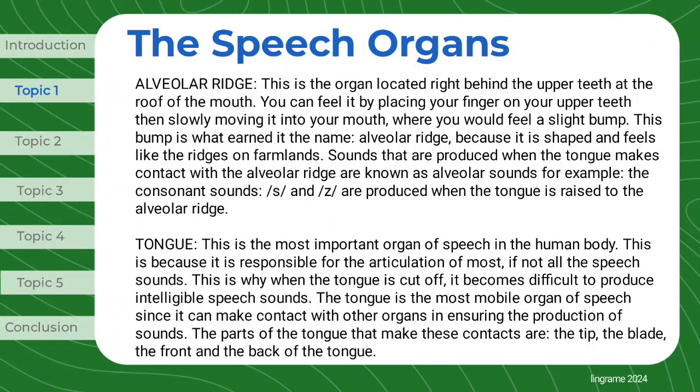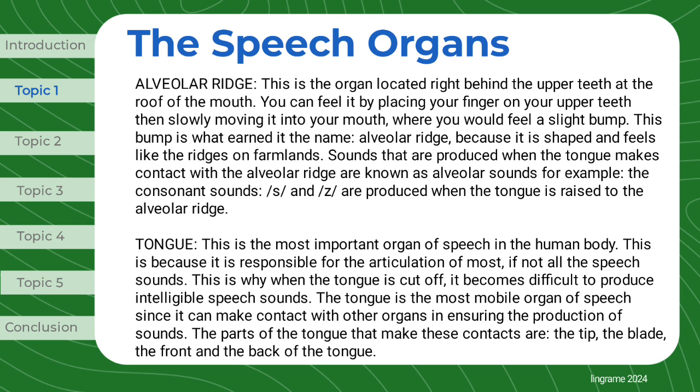Alveolar ridge. This is the organ located right behind the upper teeth at the roof of the mouth. You can feel it by placing your finger on your upper teeth, then slowly moving it into your mouth, where you would feel a slight bump. This bump is what earned it the name alveolar ridge, because it is shaped and feels like the ridges on farmlands. Sounds that are produced when the tongue makes contact with the alveolar ridge are known as alveolar sounds. For example, the consonant sounds, s and z, are produced when the tongue is raised to the alveolar ridge.